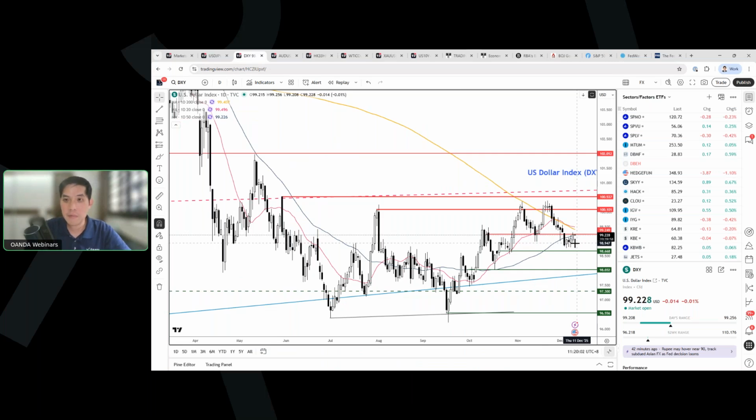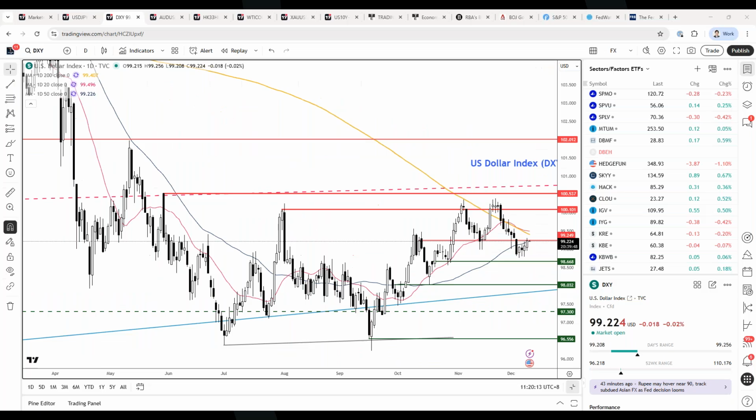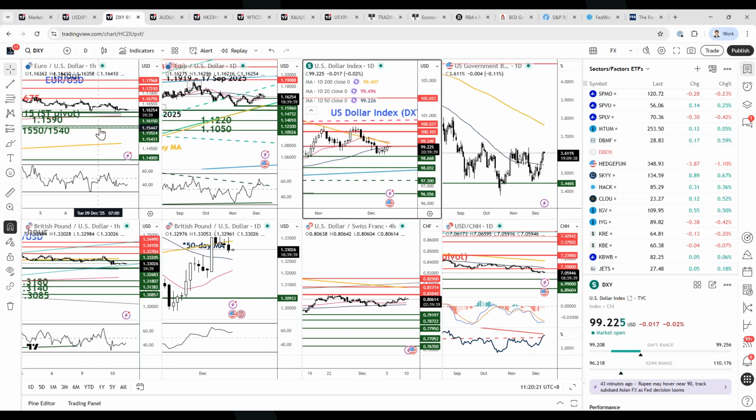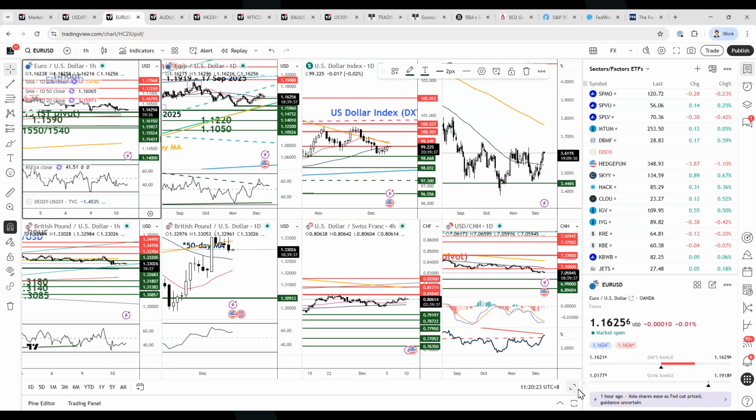So let me now move to the second segment, which will cover the intraday technical outlook. All right, so before that, let me expand my screen. All right, over here. Okay, so I think that's fine. That should be good. So let me now touch on the intraday technical outlook on the FX market first, starting with the euro dollar over here.